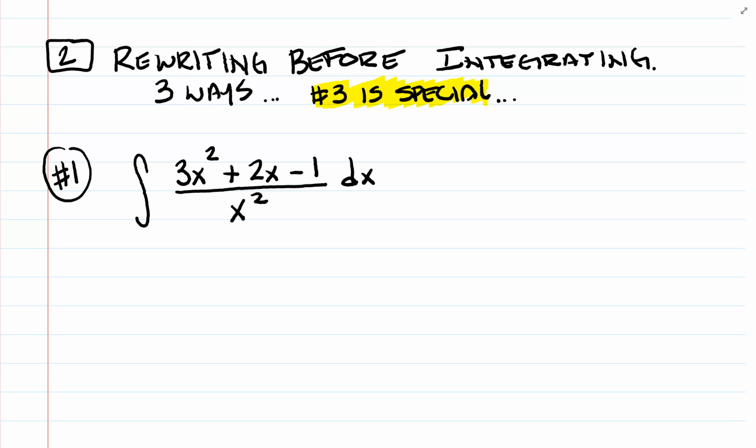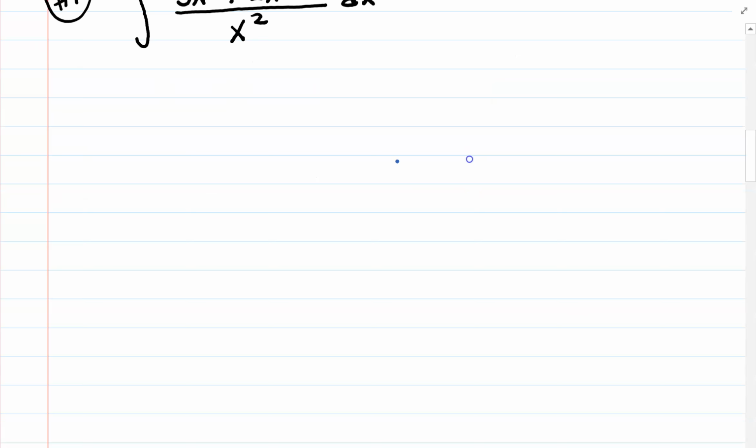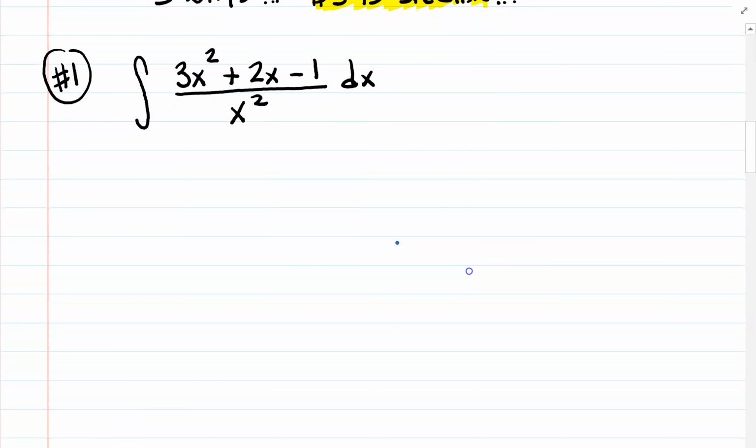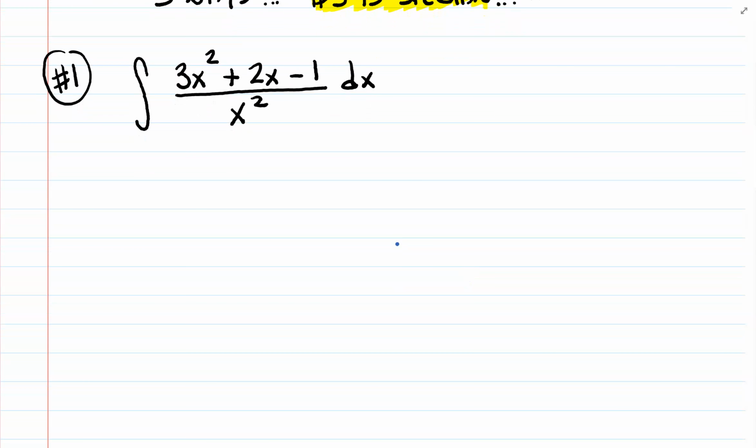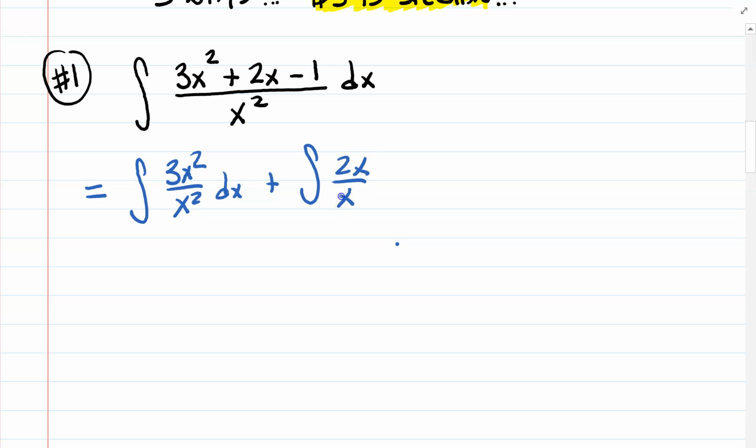Here's our first one. We want to take the integral of 3x squared plus 2x minus 1 all over x squared dx. If you can, it's a really good idea to break up your fraction. In this case, it would look like this. We can take the integral of 3x squared over x squared dx plus the integral of 2x over x squared dx minus the integral of 1 over x squared dx.